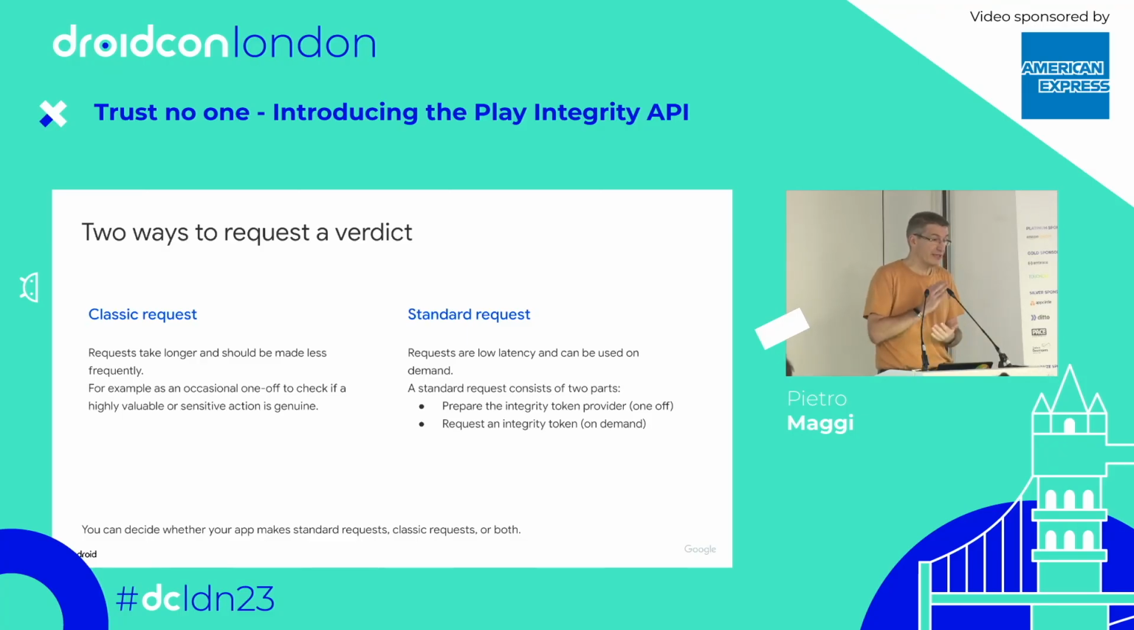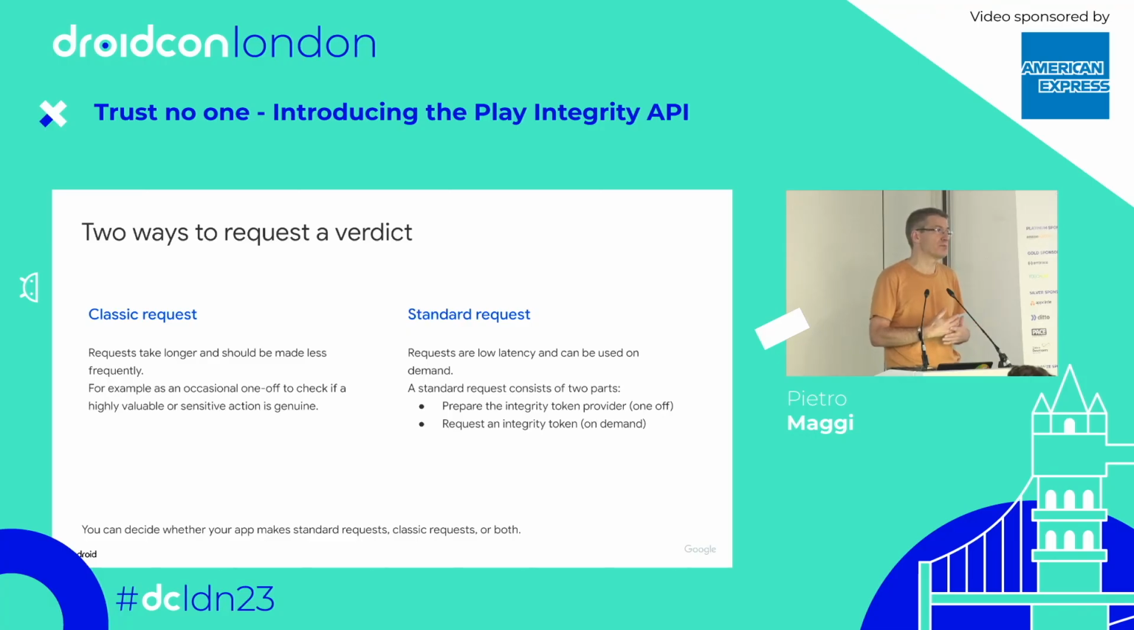And then you have the new standard request. This is still in beta, but the idea is that this is a low latency version of the API. The major feedback we got on the classic request was the time that it was taking to do an assessment of a device. The standard request, and this is why we are calling it standard, wants to solve this problem.